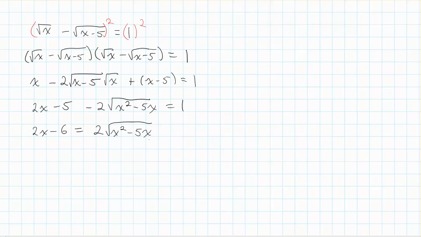Now I will go ahead and divide both sides by 2. I like completely isolating those radicals. So then you'd have x minus 3 is equal to the square root of x squared minus 5x. Now I'm ready to square both sides again.